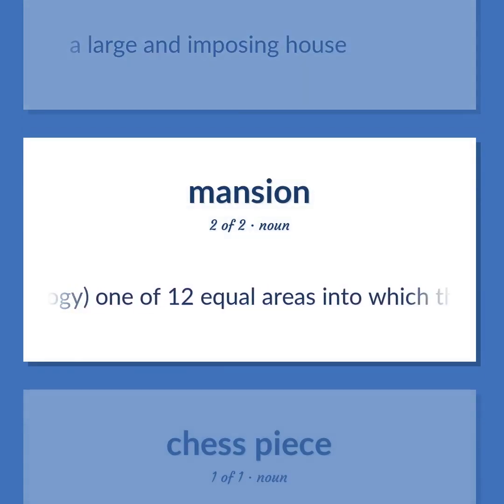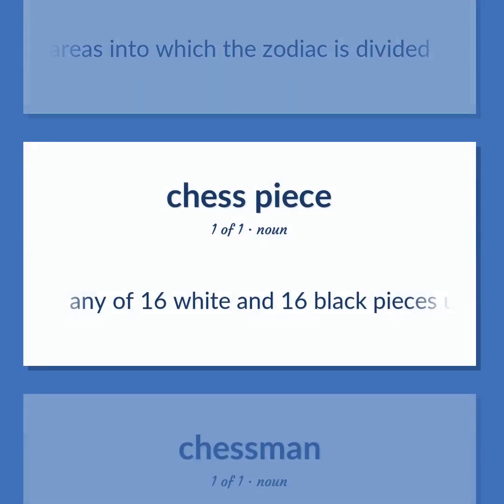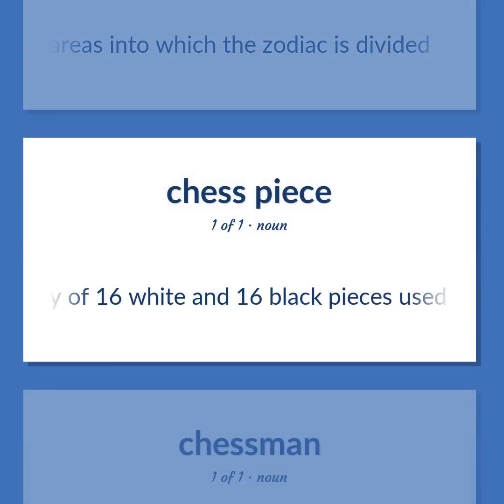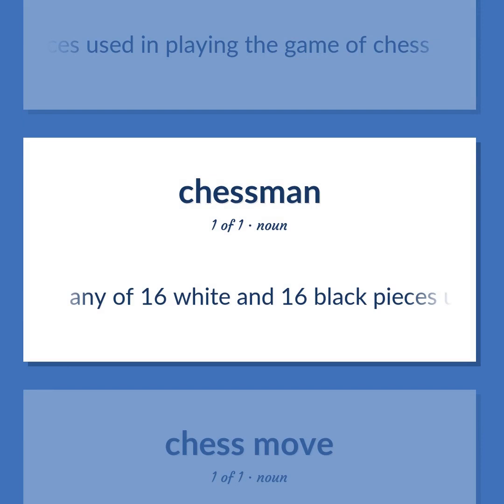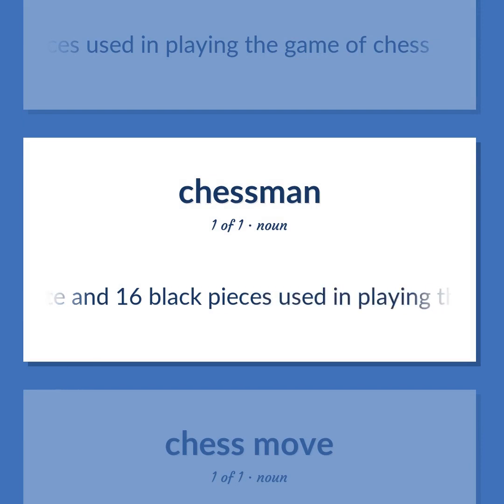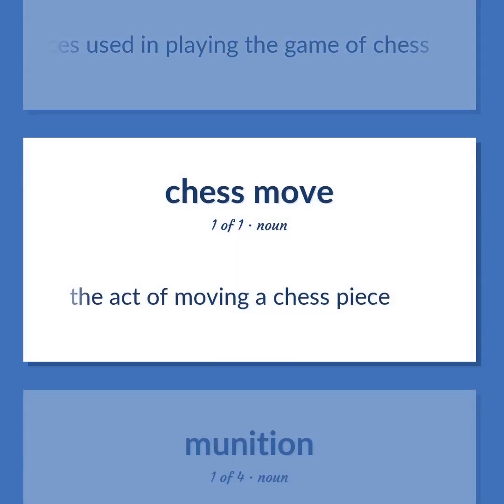Astrology, one of 12 equal areas into which the zodiac is divided. Any of 16 white and 16 black pieces used in playing the game of chess. The act of moving a chess piece.